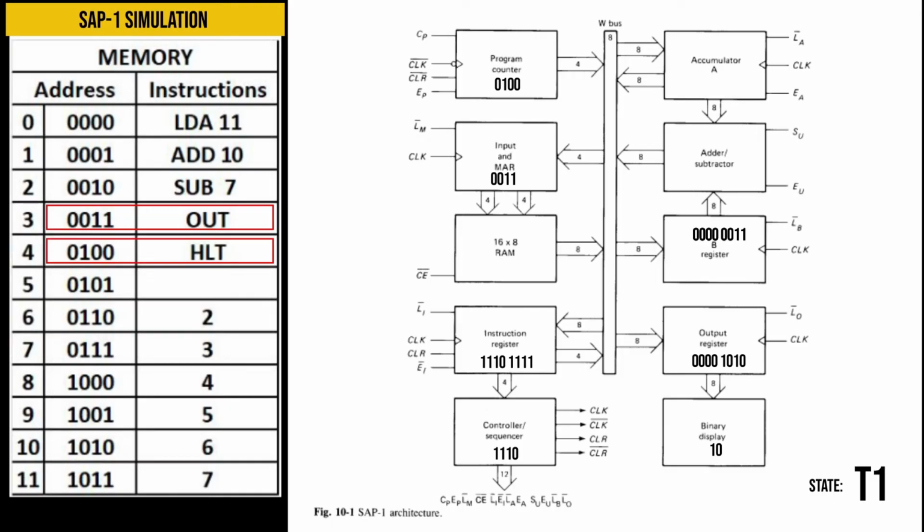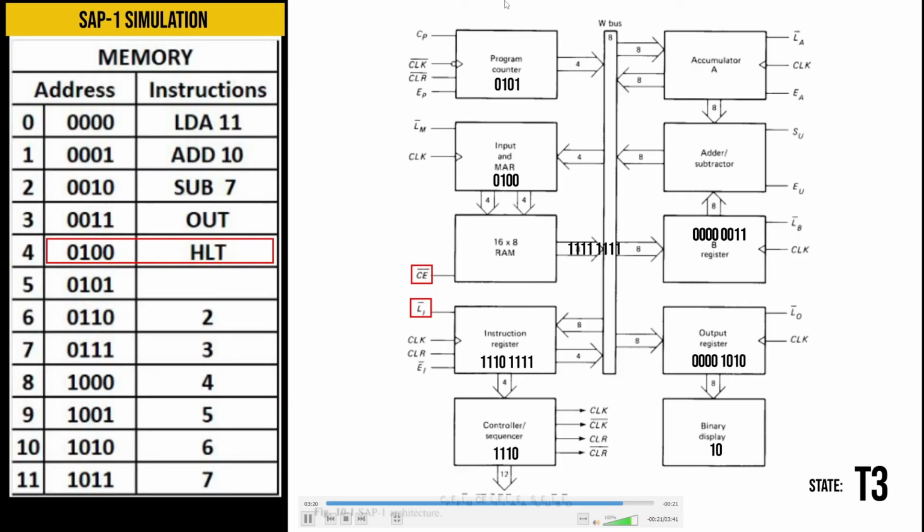At T6, no active pins. And at halt, we have the EP and LM active at T1. So we have 0100 going to the input and MAR, override, give the 8-bit value. Then T2 increment the program counter from the CP, then T3, CE to LI, and then the higher nibble will go there. Then that's it. Computer is halted.